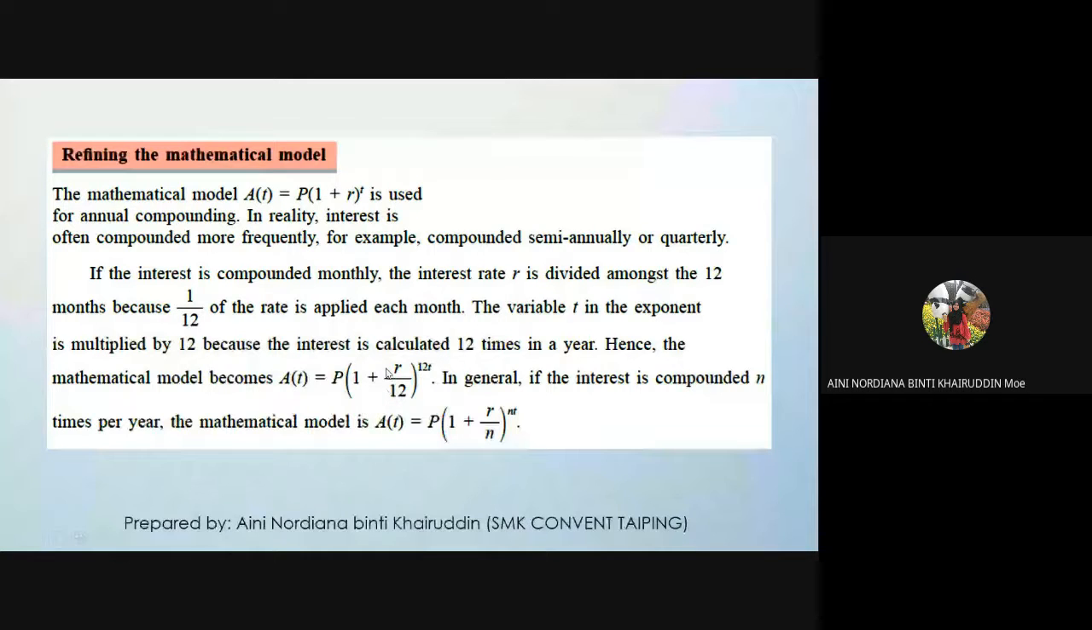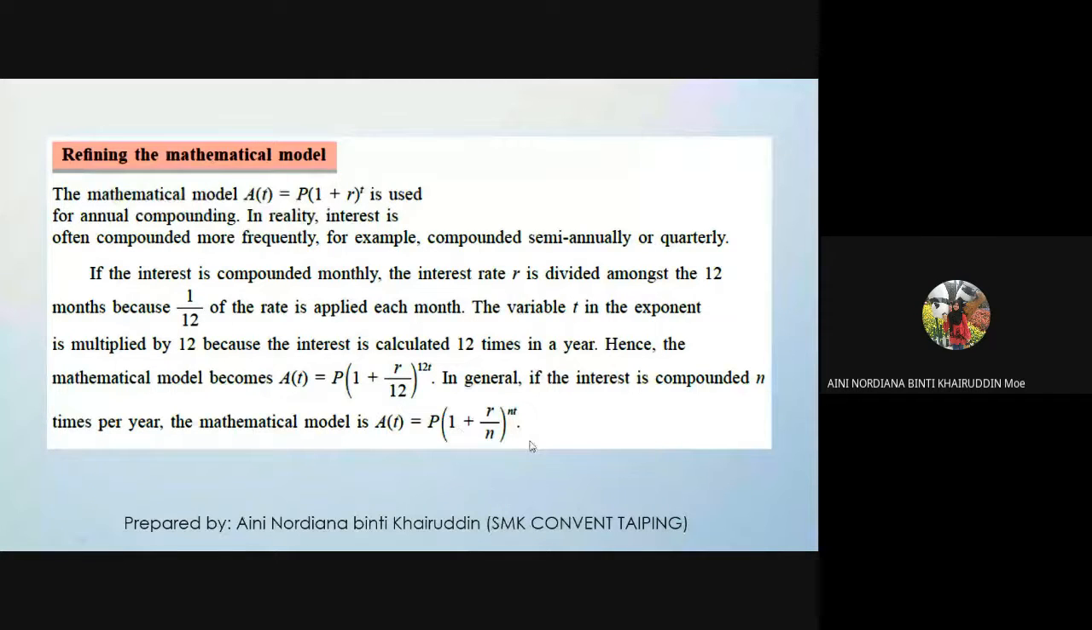Biasanya kalau form 3 you guna A(T) ni adalah MV kan. Ni kita ikut pada soalan lah. Ni adalah value of N, 12 ni. So in general, if the interest is compounded N times per year, the mathematical model is A(T) equals P(1 + R/N)^(NT). So ini sebenarnya adalah formula compound interest yang you belajar masa form 3.